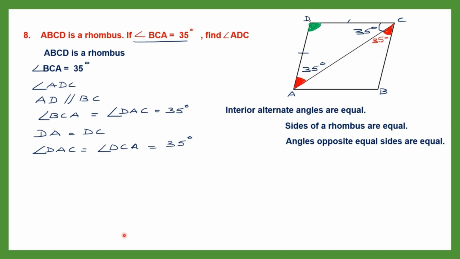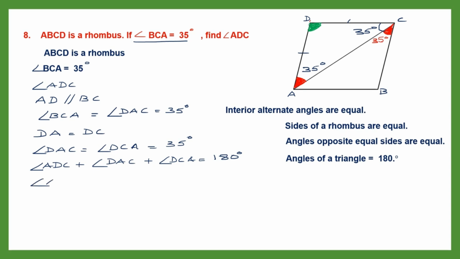Now we can find angle ADC, this green angle, that is what we've been asked to find. We can find this angle because we know two angles, and to find the third angle we can use the property sum of angles of a triangle equals 180 degrees. So let's write that. Angle ADC plus angle DAC plus angle DCA will be equal to 180 degrees, and the reason is angles of a triangle is equal to 180 degrees.